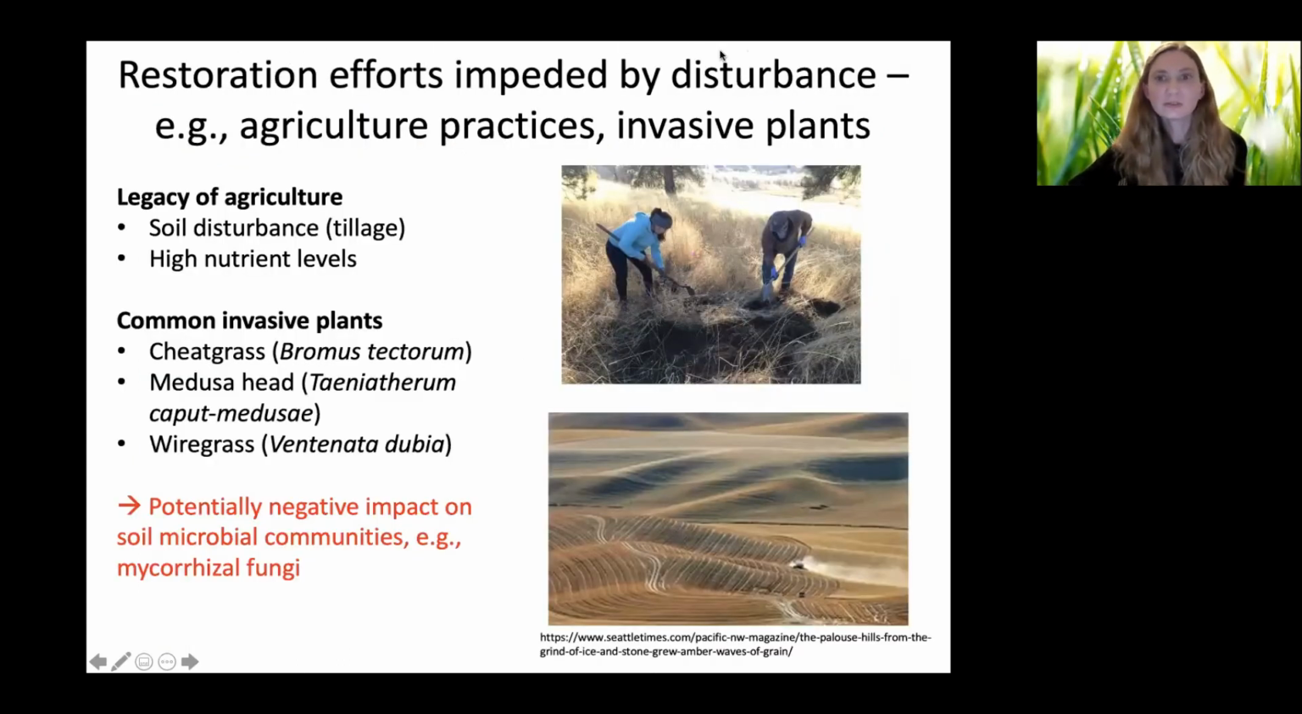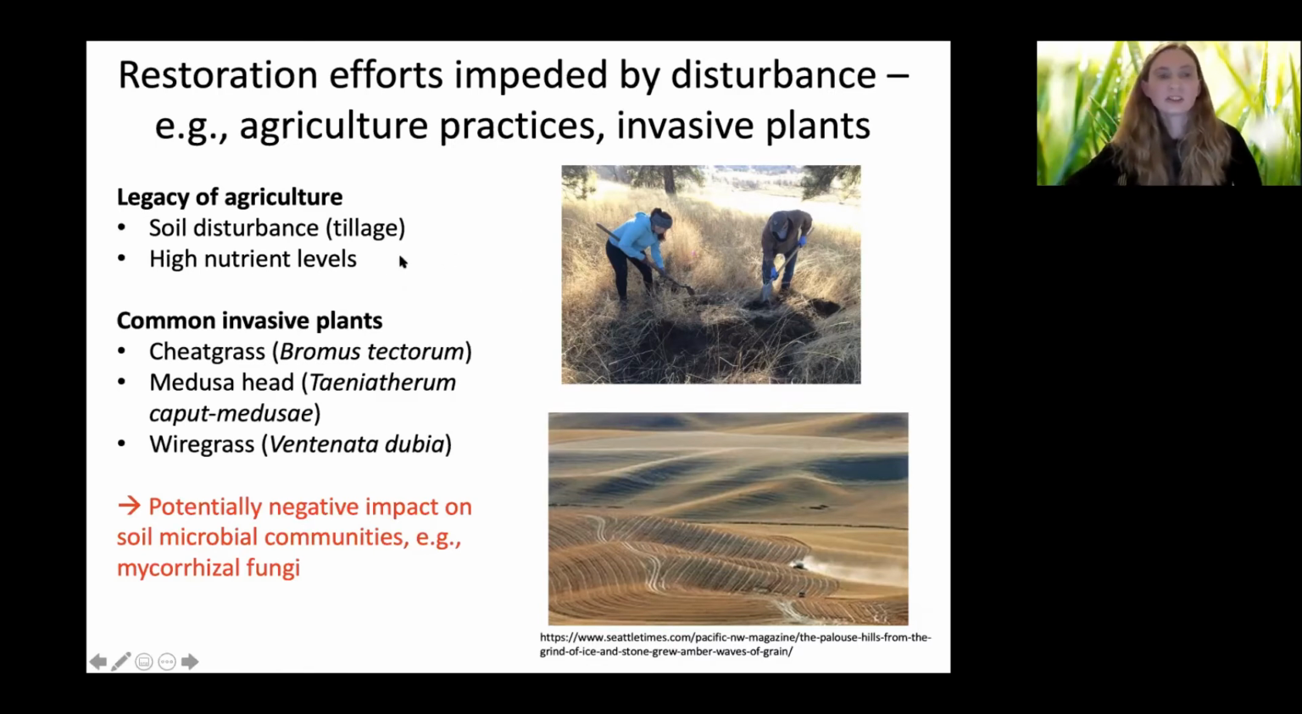But these restoration efforts can be impeded by legacies of disturbance. A lot of these restorations take place on former agricultural land where there have been decades of agricultural practices that can have a negative impact on mycorrhizal fungi. And they're also impeded by the invasion of non-native plants.